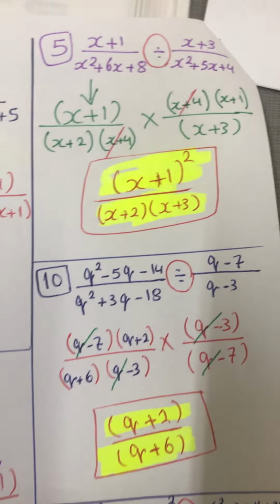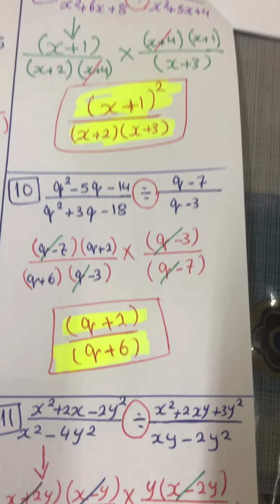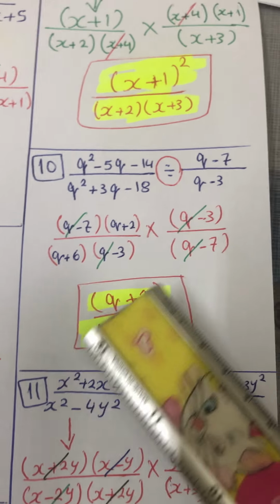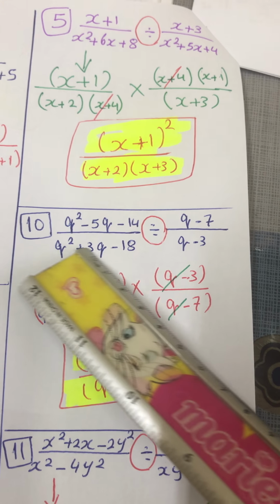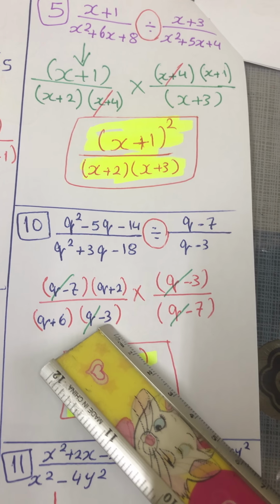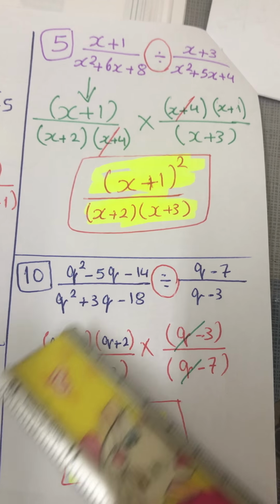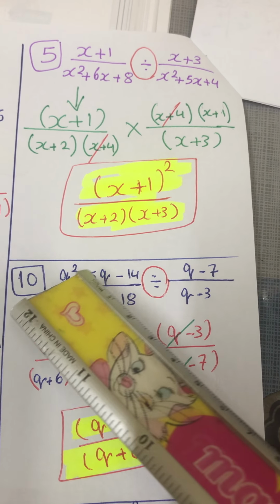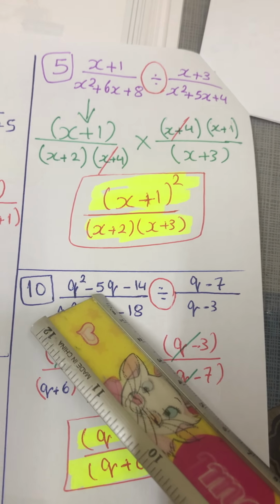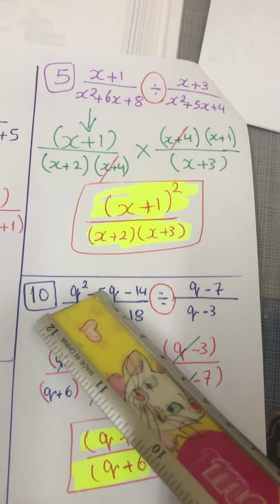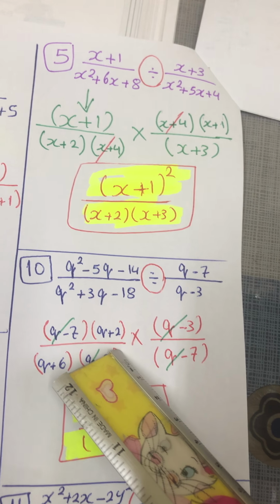I am still in exercise 4 star, page 368. Question number 10. Question number 10 is division. I have 3 terms, I'll factorize them into 2 brackets, divided by 3 terms, I'll factorize it into 2 brackets. Here, q squared comes from q times q. Negative 14 comes from positive and negative. So I want the difference between them, or the addition by using the sign, equal negative 5. So I'll give the bigger the negative sign. It will be negative 7 and positive 2.